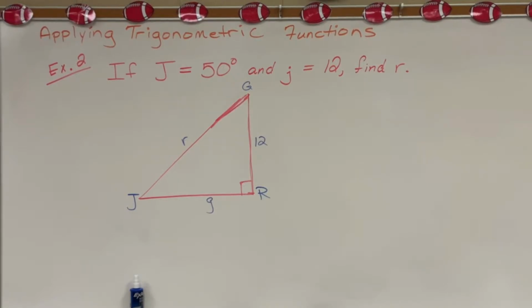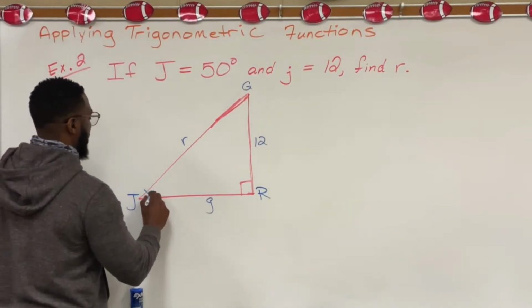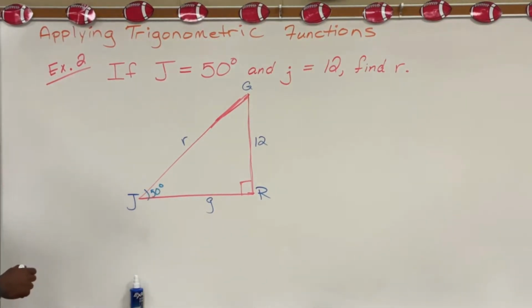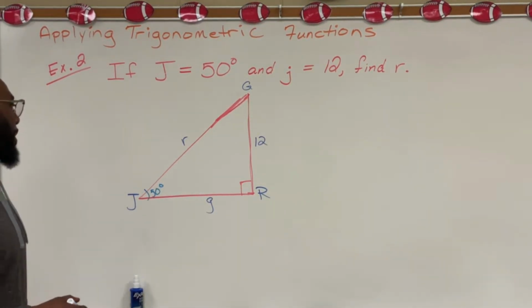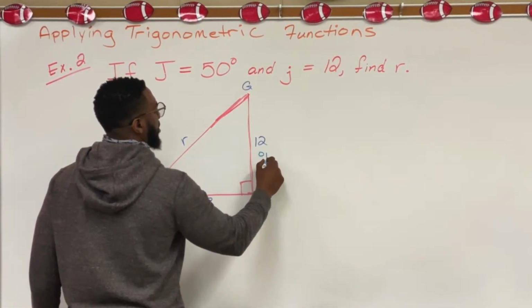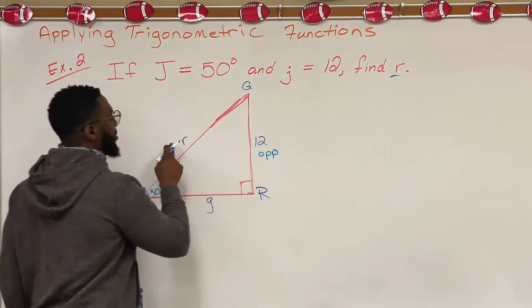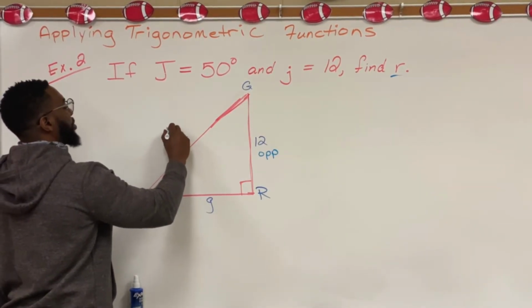Example 2. If angle J equals 50 degrees and side J equals 12, find R. All right, so taking a look at this, angle J, they already told us, is 50 degrees. Basically that's the angle we're working off of. So that means that this is the opposite. And they want us to find R, so we have to include this one, which is the hypotenuse.